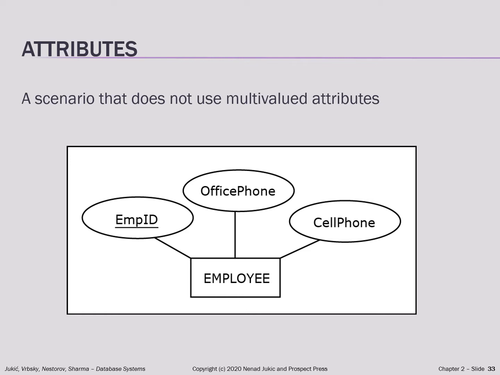If the requirement was that for each employee we keep track of office phone and cell phone, then we wouldn't use a multi-valued attribute. Instead, we would simply create two separate attributes, office phone and cell phone.